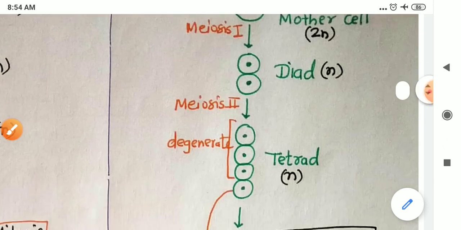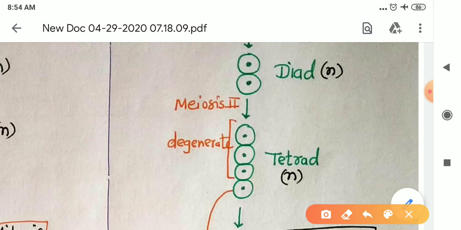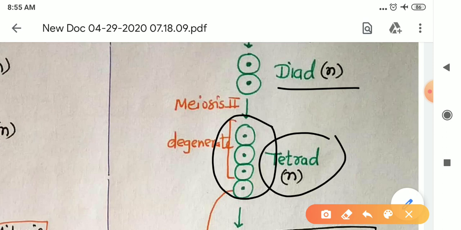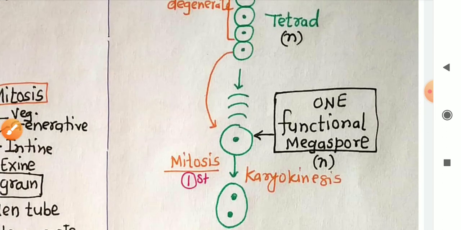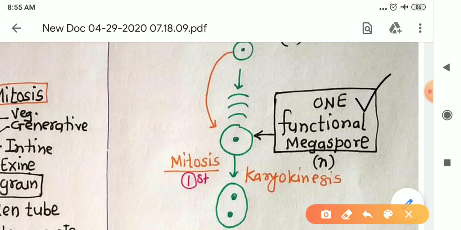So the process is the same, where the dyad will be the two-celled stage, both haploid in nature, and the tetrad will be the four-celled stage and all are haploid in nature. So all 4 cells that are formed from the megaspore mother cell are haploid in nature. But out of these 4 cells, 3 will degenerate and only 1 becomes functional. Any one of the cells becomes functional. That cell will become big, its cytoplasm will increase, the material present in the cell will increase, and that will be called the functional megaspore.